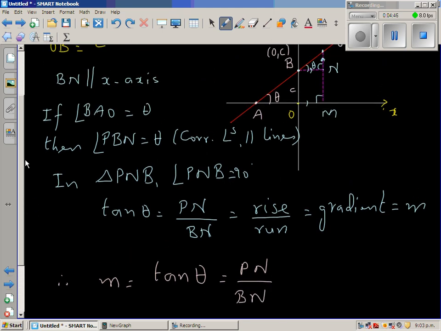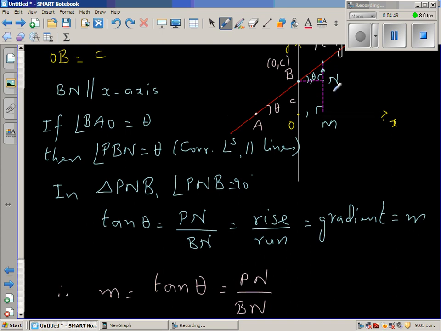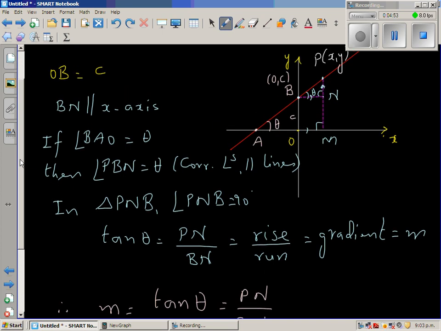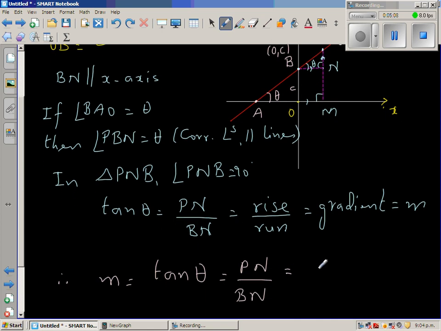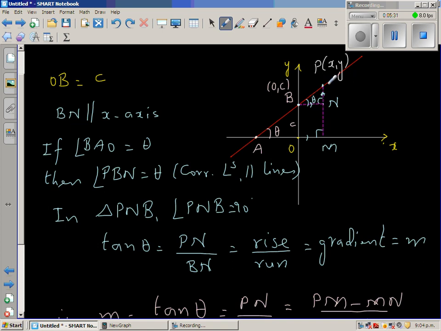Now looking back to the figure, PN is nothing but PM minus NM. From PM, if you take away NM, you get PN. So I can write this as PM minus MN over BN. So what is PM? PM is nothing but y, and NM is c.